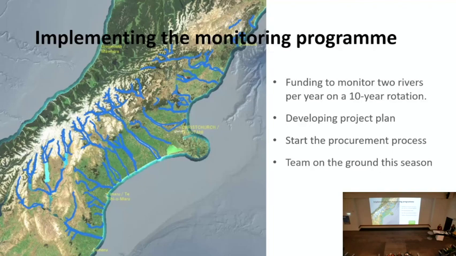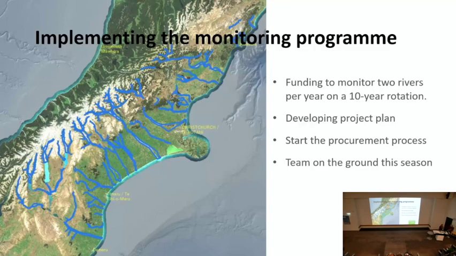And then we'll start going through the procurement process, which anyone else who works at a government organisation will realise is actually quite a long process and a bit tedious for those of us who don't really like that sort of admin stuff. And we're hoping to get a team on the ground this season, starting on our next river. And here I hand over to Justyna because she's got a lot more insights into how it actually works on the ground. Thanks, Helen.